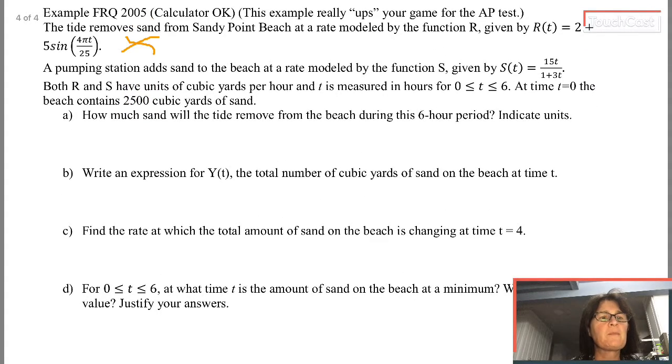oh, that's why we can't see. That's what's missing. Okay. I was missing the rest of my problem.